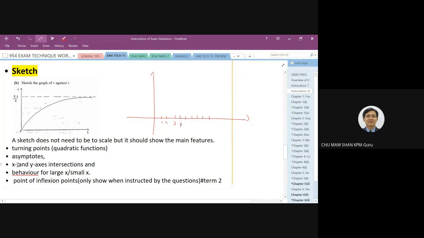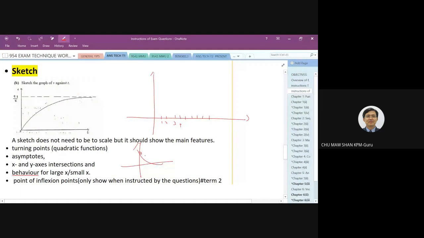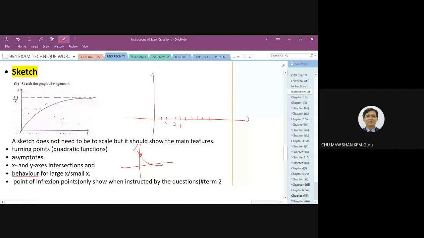The x and y intersections. These two points are so important. It is the y-intercept and the x-intercept.